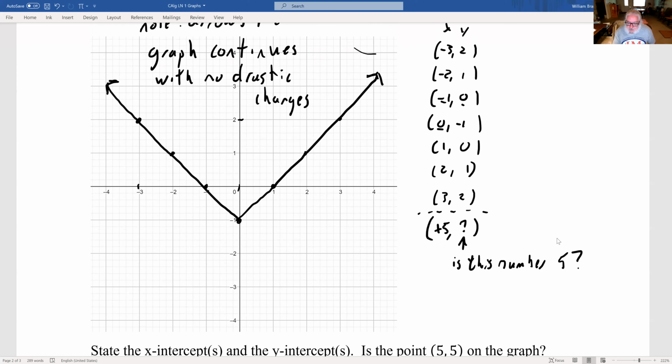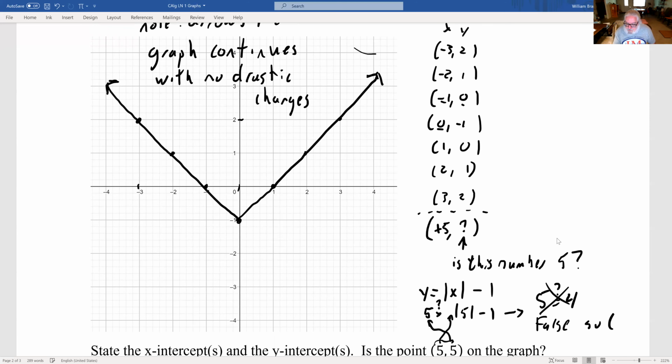Well, we know that the equation is y equals absolute value of x minus 1. So is the point (5, 5) on the graph? Well, we'll plug in a 5 for y. That's this 5. We'll plug in a 5 for x. Leave a little question mark there because we don't know whether or not we're going to get something true or not. And this equation becomes 5 equals question mark 4 because absolute value of 5 minus 1 is 4. Is this equation true? False. So (5, 5) is not on the graph.